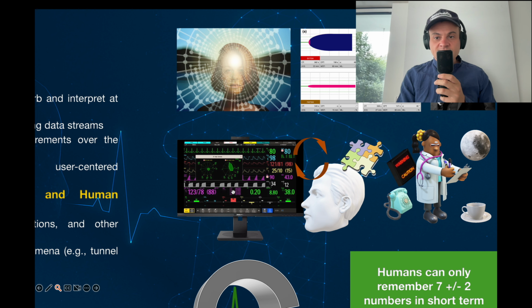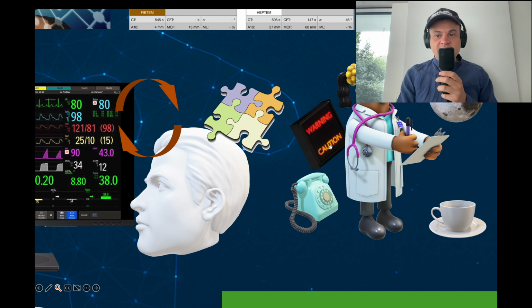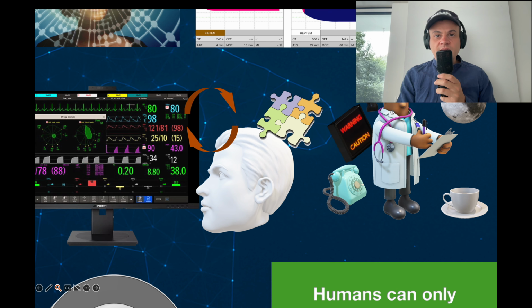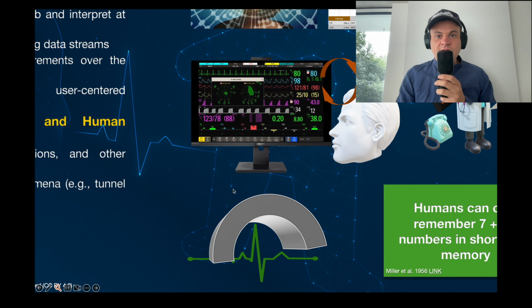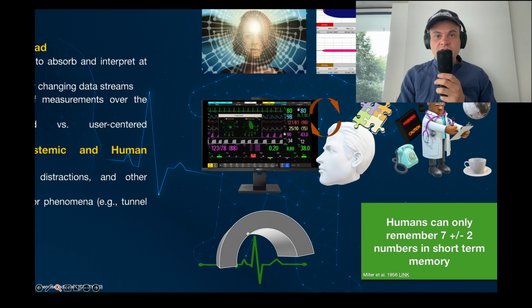And we are humans, and as such we are easily distracted, we are easily fatigued, we may have had too much or too little coffee, we may be sensible to moon phases. There are human factor phenomena like tunnel vision. If we are concentrated on one thing, we tend to ignore other important information items. And we humans have very low RAM memory. We can only remember 7 plus minus 2 numbers at the same time.